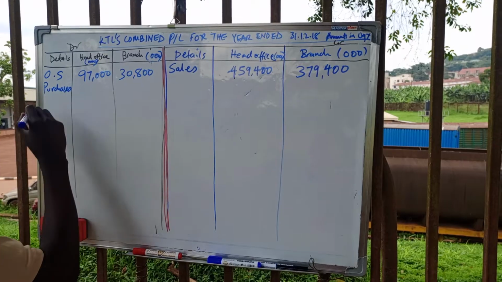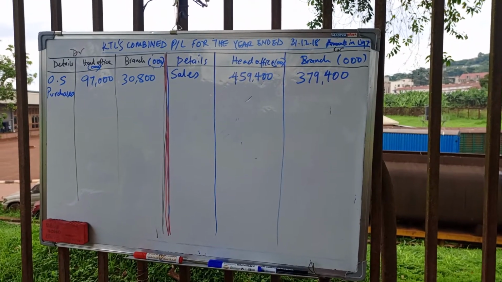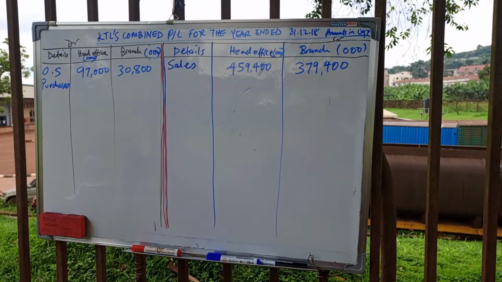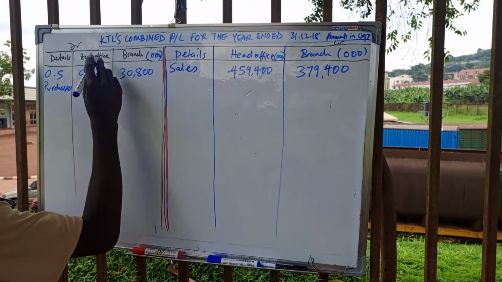They have a normal debit balance, purchases. So I look out for the purchases. The head office is 510 million. If you check, 510 million. So I write 510,000. We reduce the zeros.